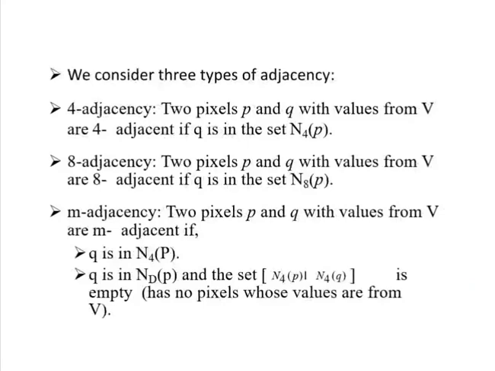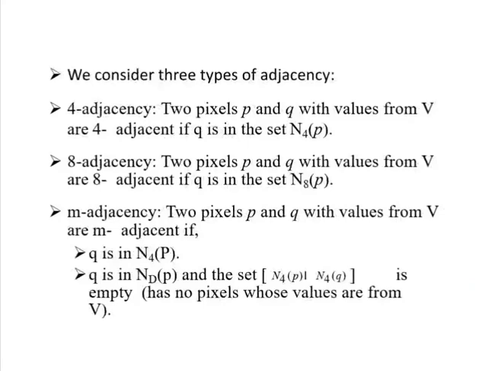For V equal to 1, the 3 pixels at the top of figure B show the multiple, that is ambiguous, 8 adjacency as indicated by the dashed line. The ambiguity is removed by using M adjacency as shown in figure C.